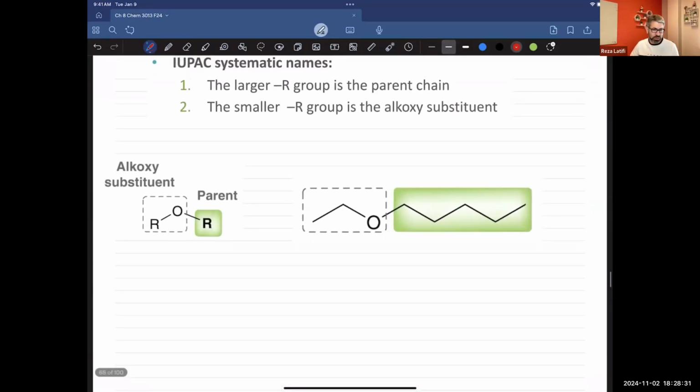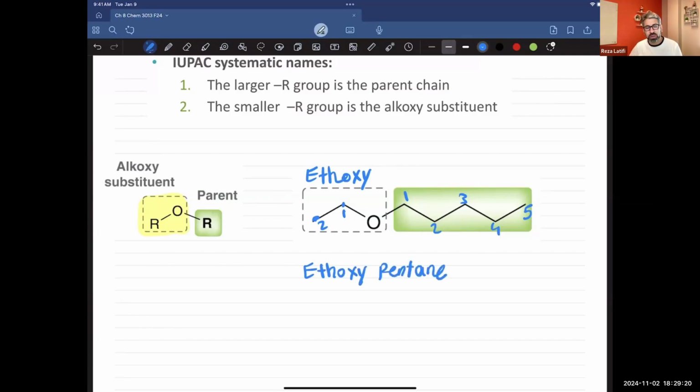Another method is to treat the one substituent that's attached to oxygen as just one substituent, and we call it the alkoxy. The one with more carbons will be the main parent chain. So I go 1, 2, 3, 4, 5. This one is pentane. On the left side, I have two carbons, 1, 2, so this will be ethoxy. And ethoxy is attached to pentane, so it will be ethoxypentane. That's going to be the right name for it.